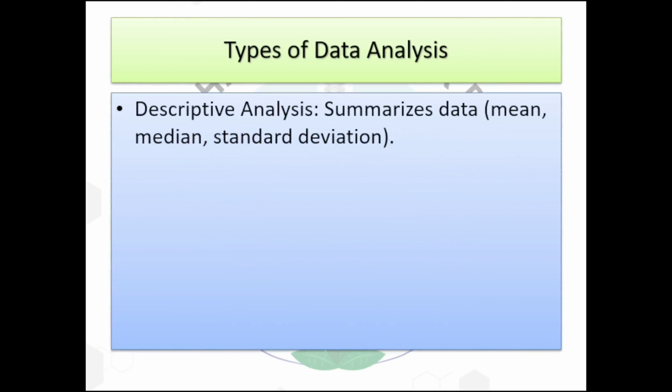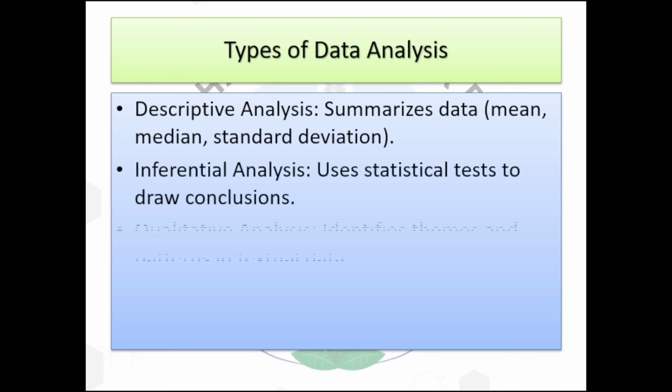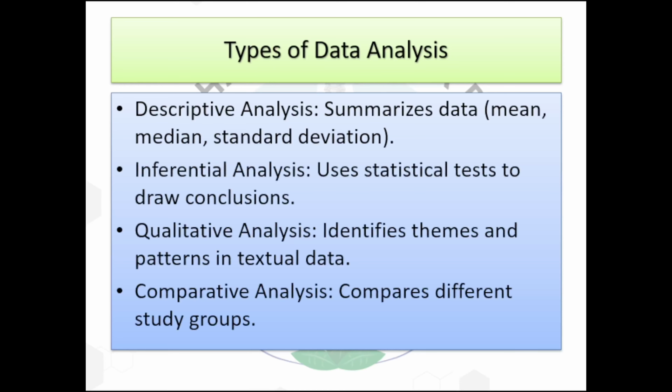What are the types of data analysis? We have descriptive, inferential, qualitative, and comparative analysis. In descriptive, we summarize data in mean, median, and standard deviation. Inferential analysis uses statistical tests to draw conclusions. Qualitative analysis identifies themes and patterns in textual data. Comparative analysis compares different study groups.